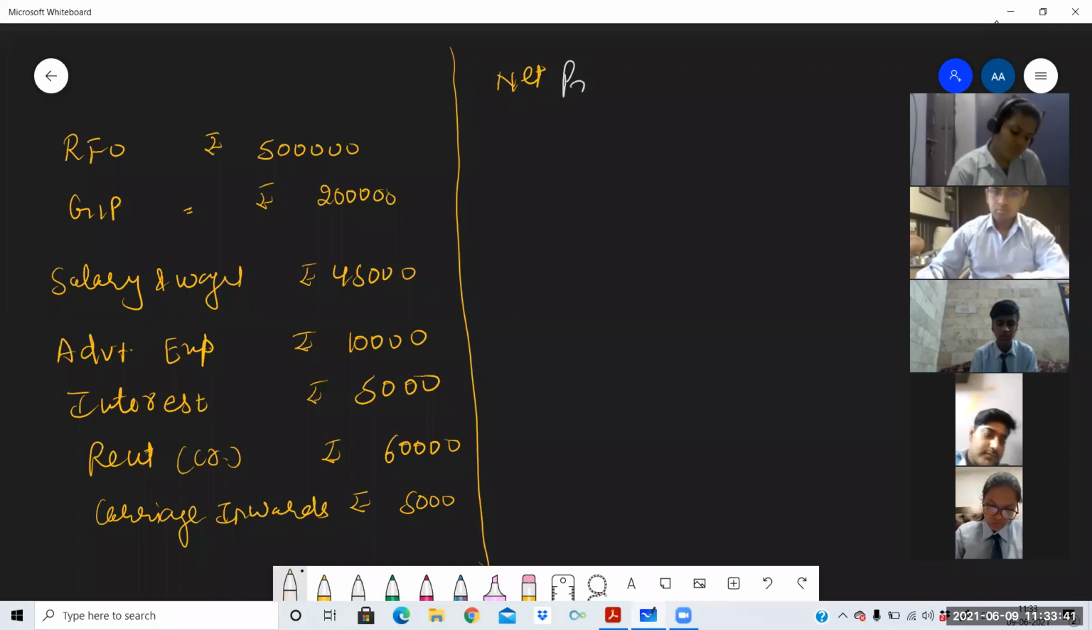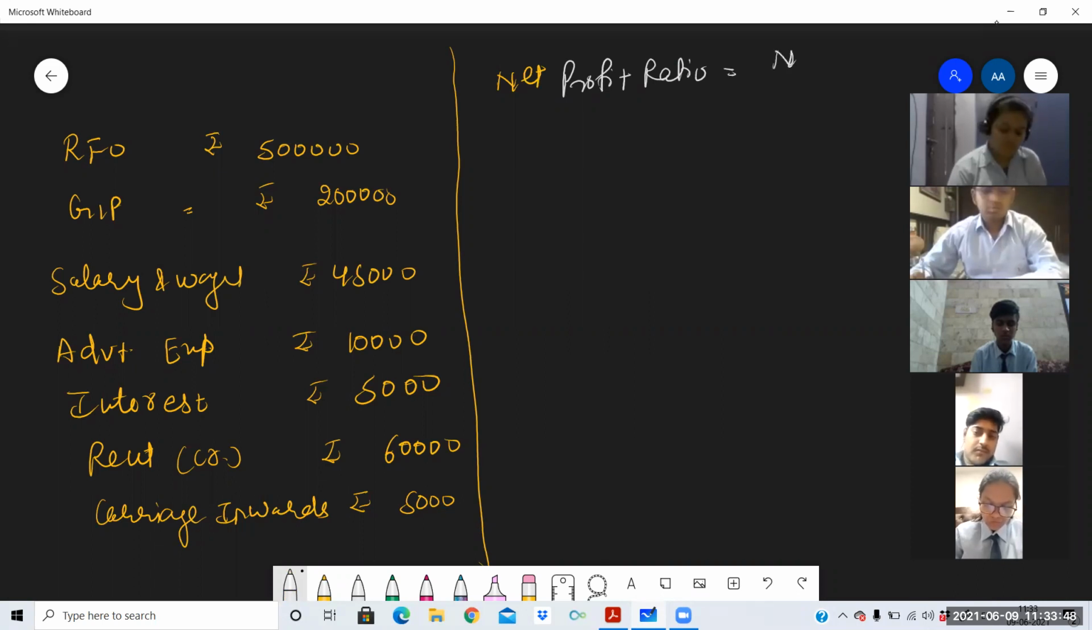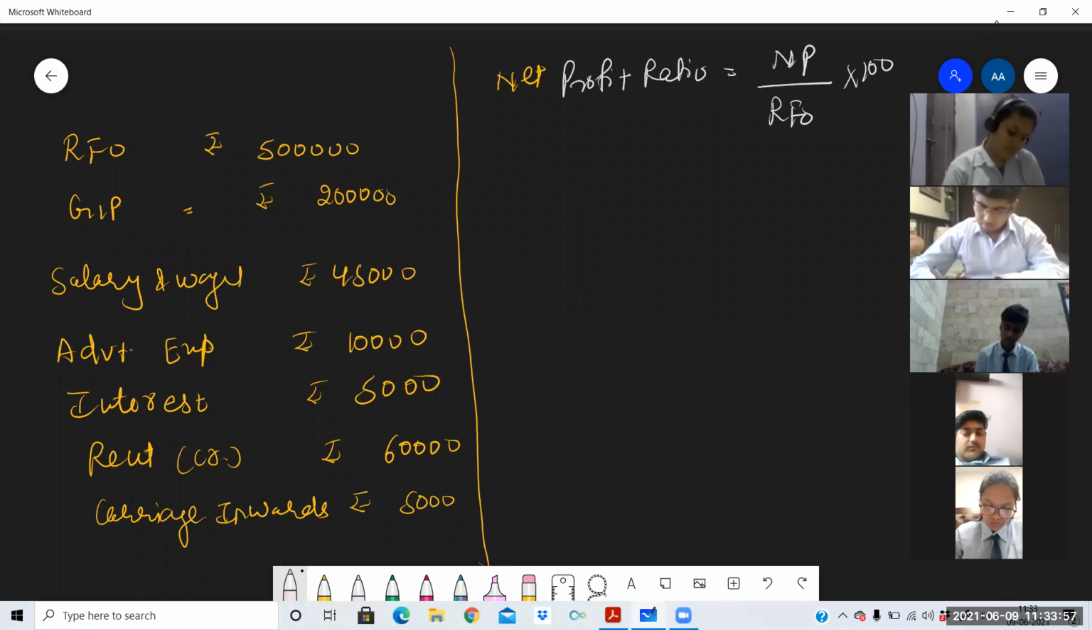Net profit ratio. The formula is, write down, net profit upon RFO into 100. Clear? Net profit upon RFO into 100. So gross profit is given, RFO is given. So first of all, first step, write down the formula.